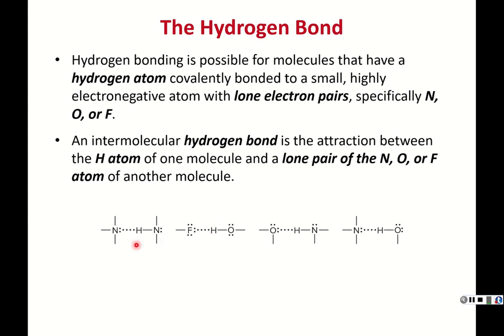And how we depict that typically is shown here, where you have just a dashed line between the lone pair of electrons on one molecule and the hydrogen on another. And that hydrogen, again, can't just be any hydrogen. It has to be a hydrogen that's bonded to something electronegative like nitrogen, oxygen, or fluorine.